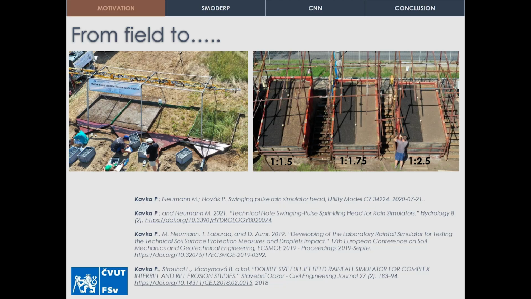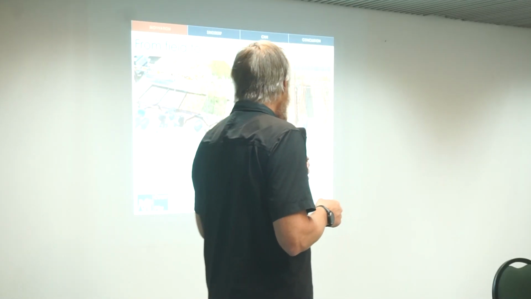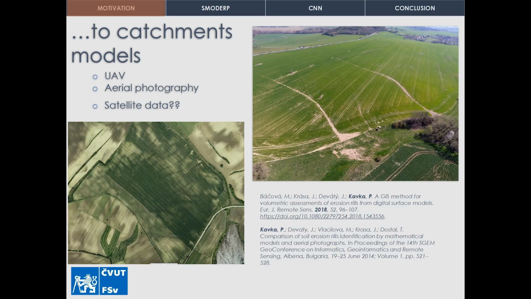Basically, we are focused on surface and subsurface processes in arable land, also in some technical structures. We are focused on how the surfaces are affected by management and agriculture techniques, and so on. We focus directly on field blocks with rainfall simulators, because we need more and more data for validation of our model. But from the field, we also shift to a bigger scale and to some catchment models.